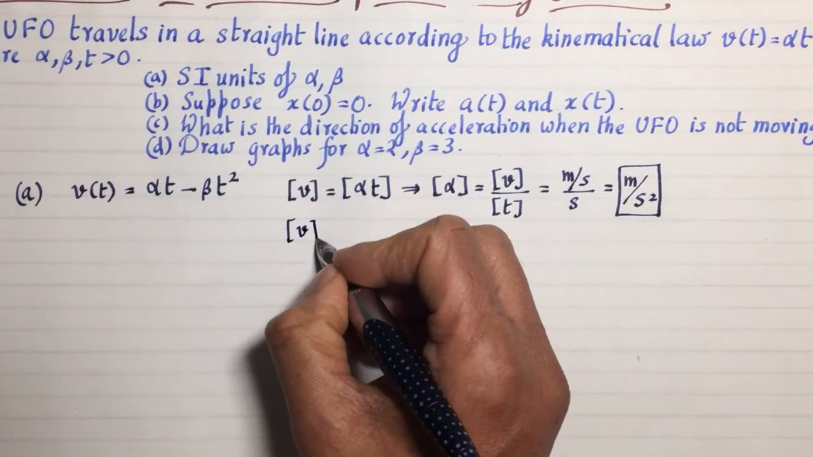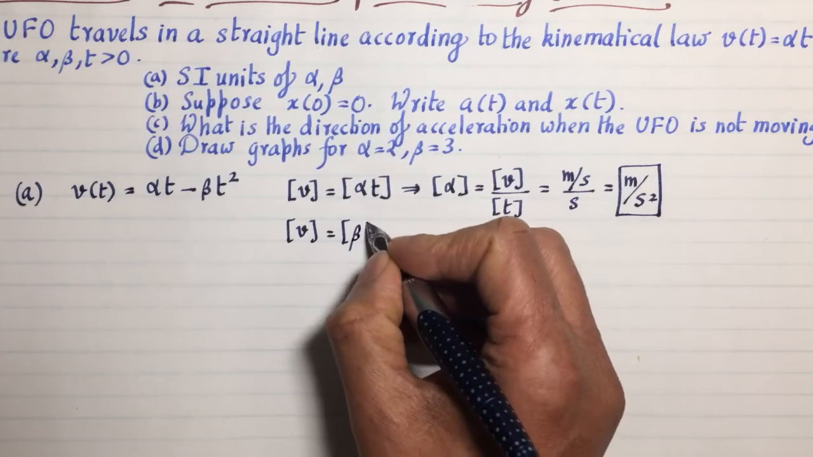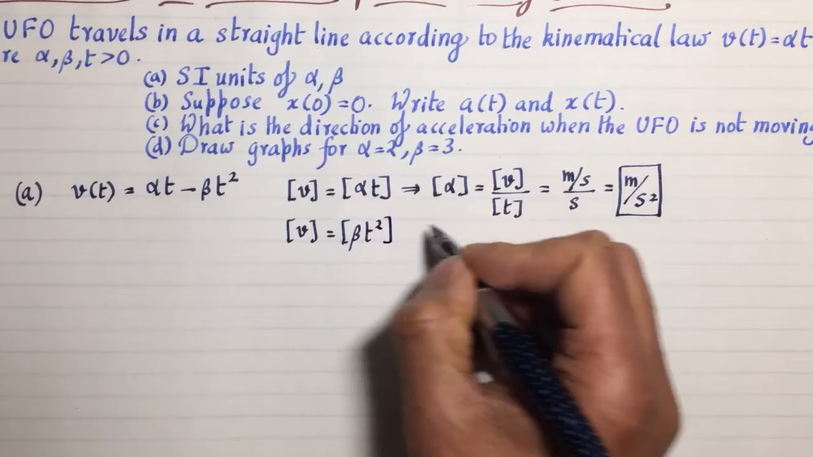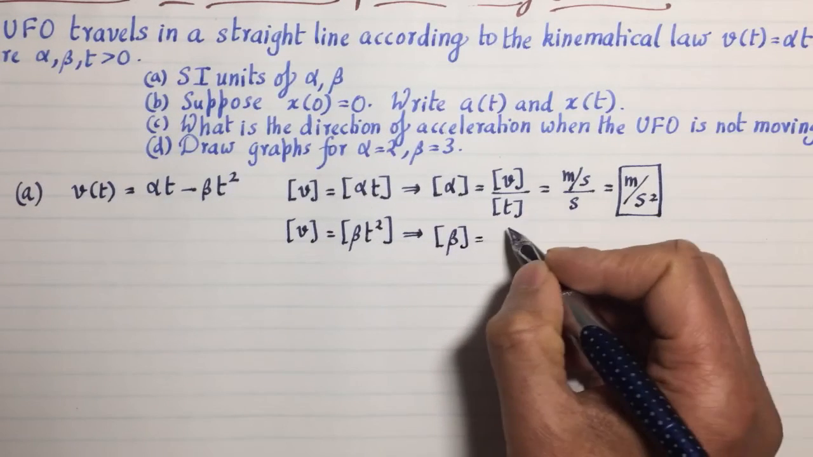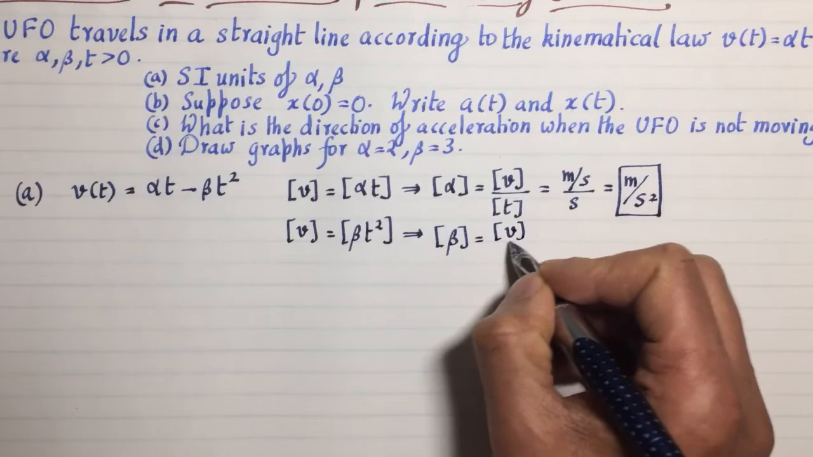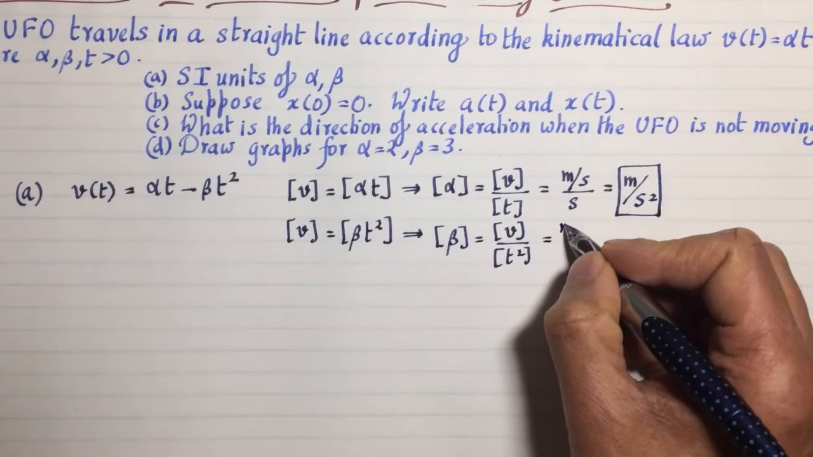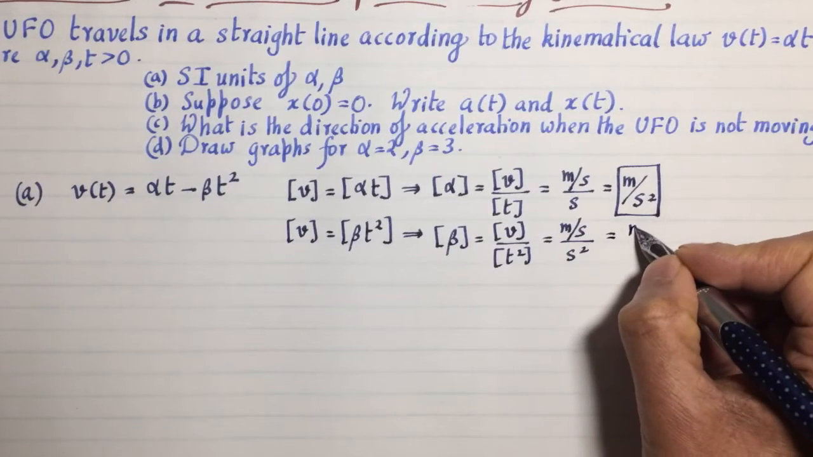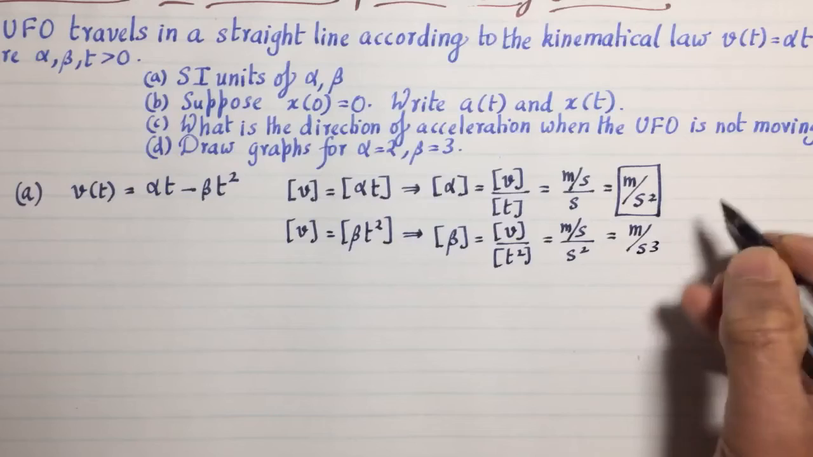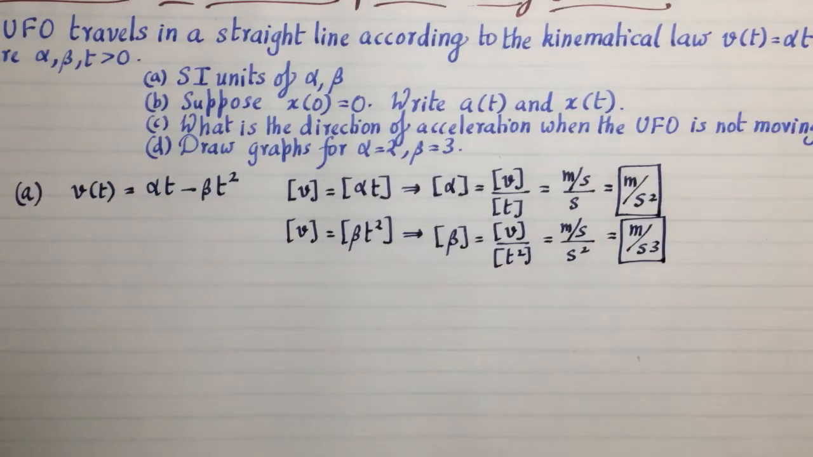The other equation I can write is, the units of v are also equal to the units of beta t squared. Well, this gives me beta equals the units of v upon the units of t squared. So that is meters per second over second squared, which gives me meters per second cubed. So those are the units of alpha and beta.